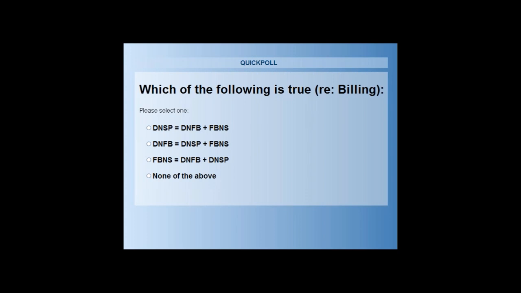There you go. Okay, let me read this. Which of the following is true? You can see DNSP, DNFB, FBNS. So you're going to have to remember what I just told you about the initials and how they are grouped together. If you need to know where the definitions of these are, I'm going to provide that for you. So you can flip back into the text of your book. The map keys start on page 67 of your book. I'm going to be quiet here for a moment to allow you to work on this without interference from me.